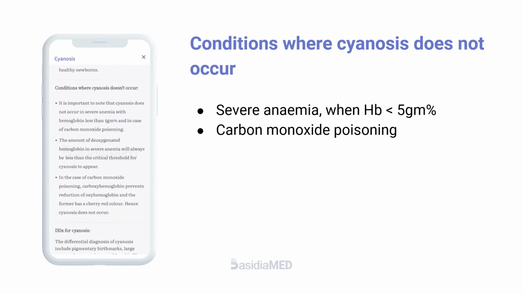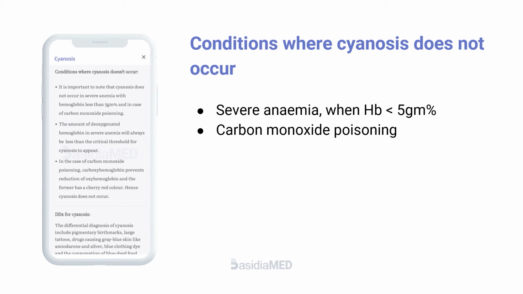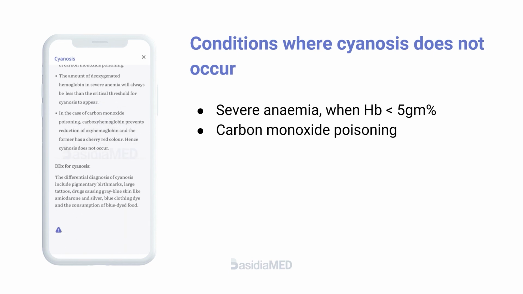It is important to note that cyanosis does not occur in severe anemia, with hemoglobin less than 5 grams%, and in case of carbon monoxide poisoning. The amount of deoxygenated hemoglobin, in severe anemia, will always be less than the critical threshold for cyanosis to appear. In the case of carbon monoxide poisoning, carboxyhemoglobin prevents reduction of oxyhemoglobin, and the former has a cherry red color. Hence, cyanosis does not occur.